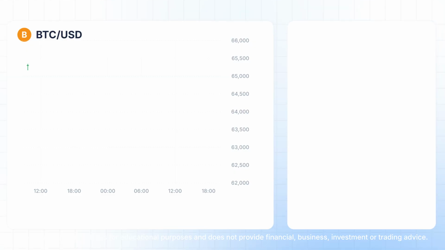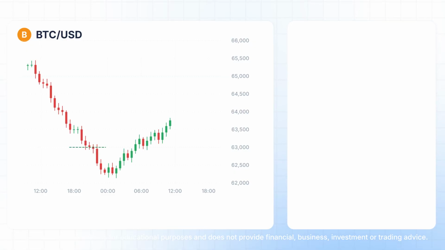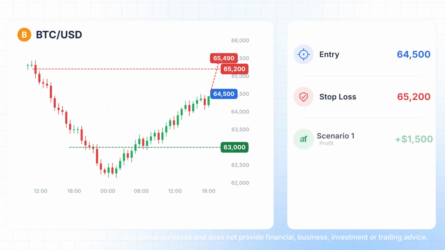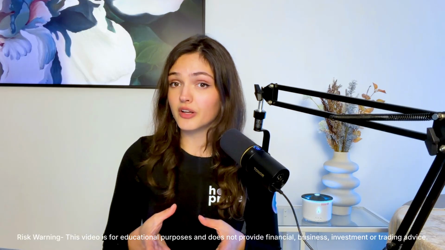Let's say in the second scenario Bitcoin doesn't dip, but it moves against you and continues to rise. Let's even say that it rose so high that it didn't kick you out of your stop loss at 65,200, but it went up to 65,490. In this case, you would have made a $990 loss. This example is just to show you that CFD markets can help you benefit from both rising and falling markets, but that controlling your risk is essential in trading.